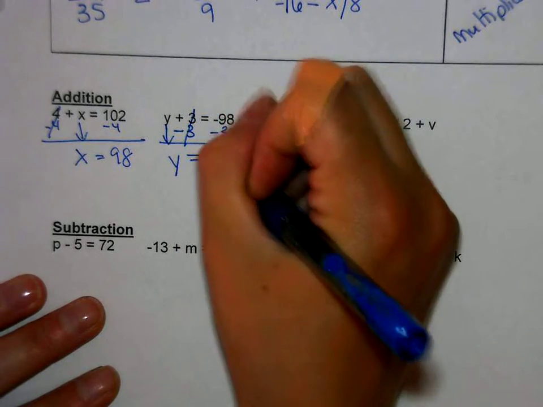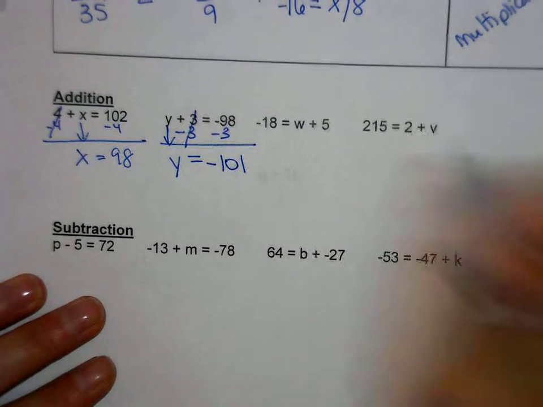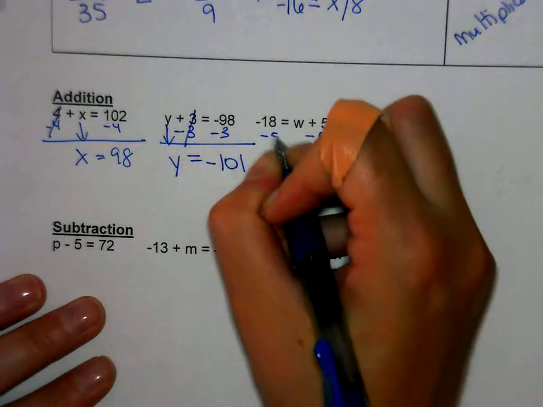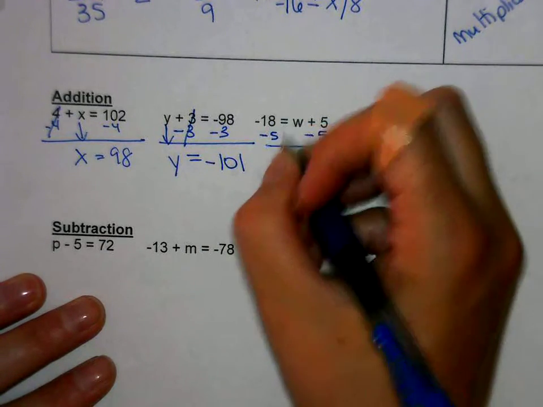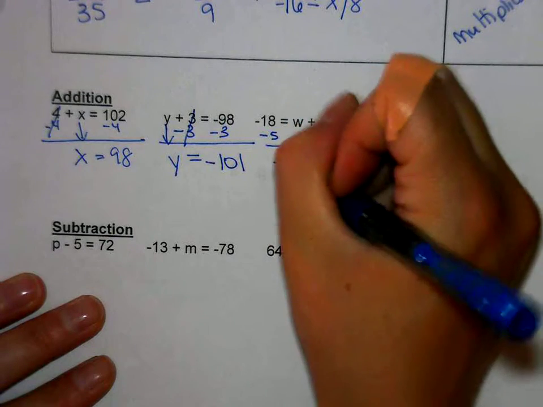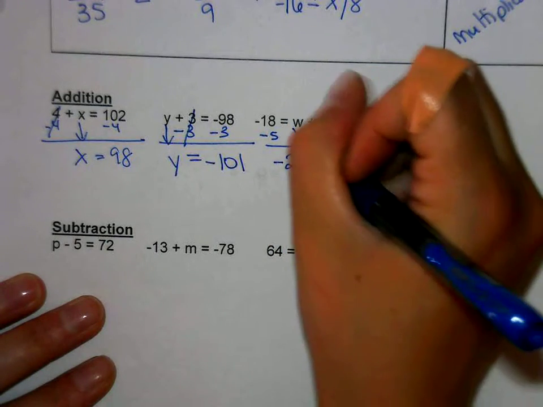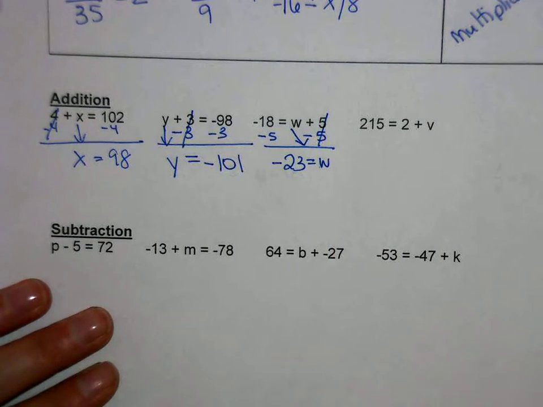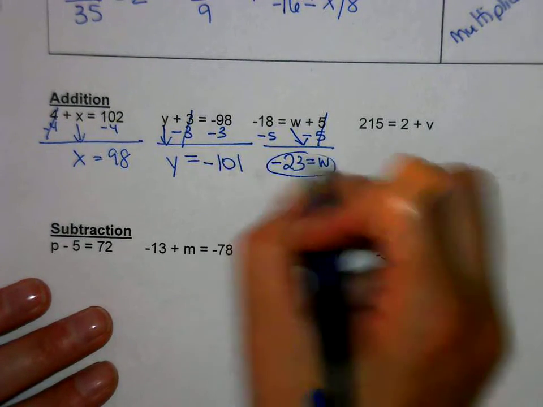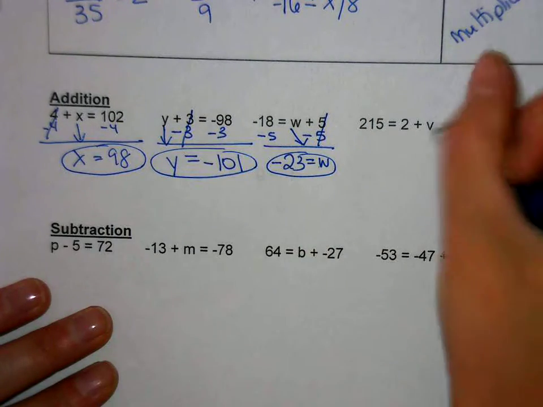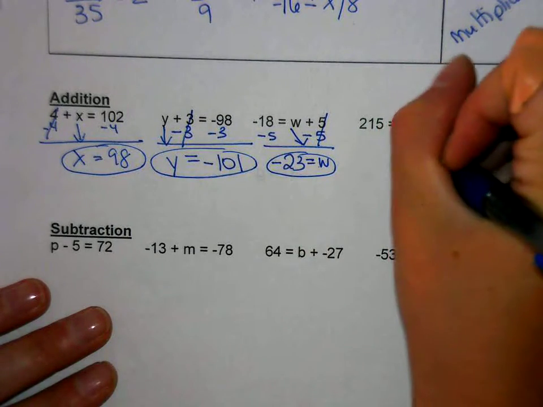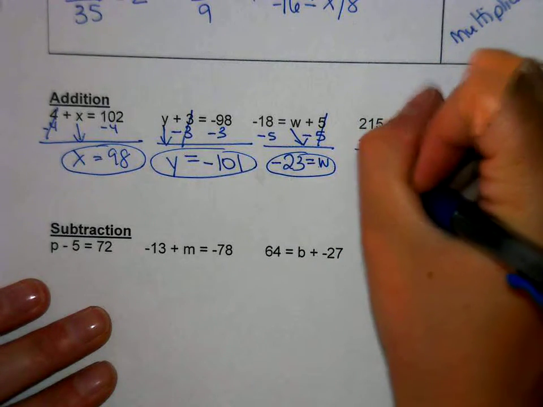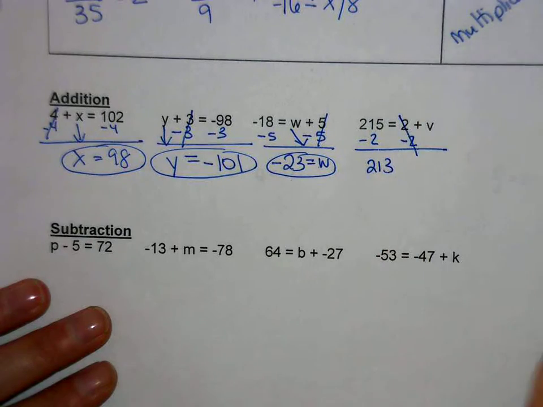This problem, we are adding 5 to w, so since we're adding 5, we're going to subtract 5. Negative 18 minus 5 is negative 23. Bring down our w. 5 minus 5 is 0. They cancel out. So in the last one, we're adding 2 to v, so we're going to subtract 2. 215 minus 2 is 213. 2 minus 2 is 0, they cancel out. Bring down our v, v equals 213.